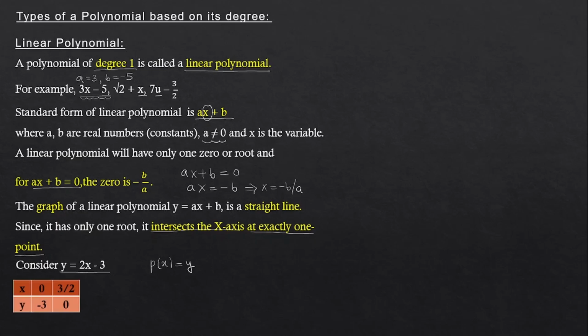Let us see how. First, we substitute x equal to 0. When x is 0, we get y equal to minus 3. So (0, minus 3) becomes my first coordinate. To get the second point, we put y equal to 0. On solving that, we get the value of x as 3 by 2. This becomes the second coordinate.